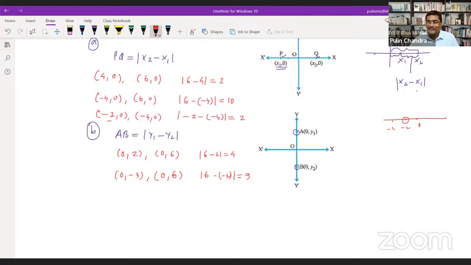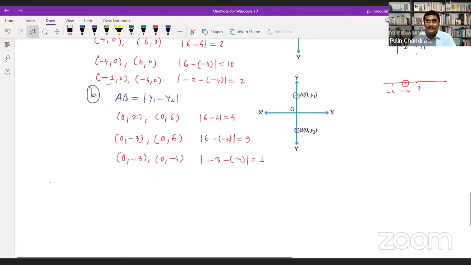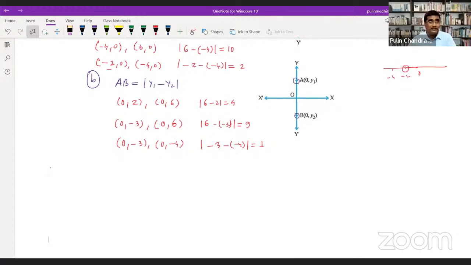That's the thing here. Okay, so we are going to have this. Similarly, if I write this as 0, minus 3, 0, minus 4, the distance will be what? Minus 3 is bigger, then minus 4 is smaller. So this is going to give you 1 unit distance. So this is a very important part of this particular coordinate geometry thing. Right, be very, very clear about this particular part.